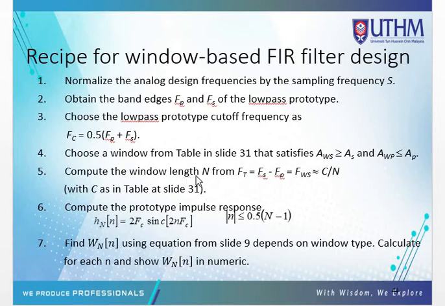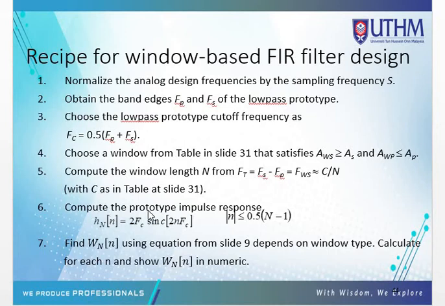Then compute the window length N from Ft equal to Fs minus Fp, or equal to the window spectrum width, which is equal to C over N. This is the transition width Ft. Then the C value is in slide 31.